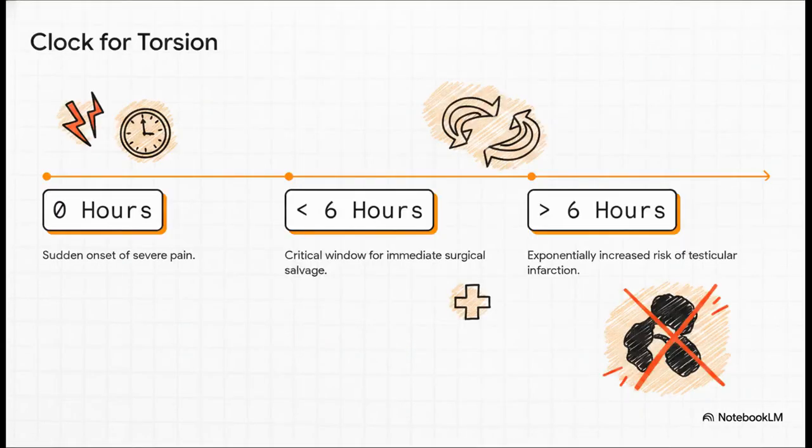Check out this timeline because it really hammers home that time is tissue mantra. From the sudden onset of pain at hour 0, you've got a critical window of less than 6 hours for immediate surgical salvage. If you delay past that 6-hour mark, the risk of total testicular infarction skyrockets exponentially.